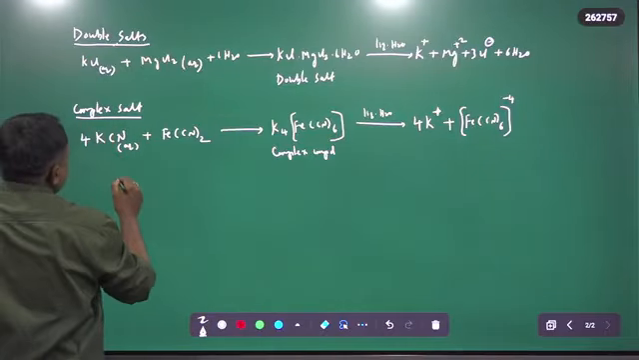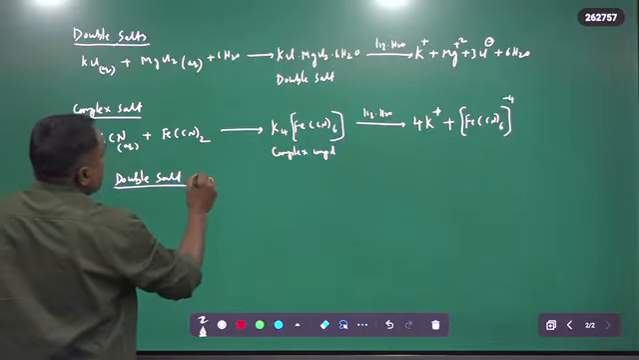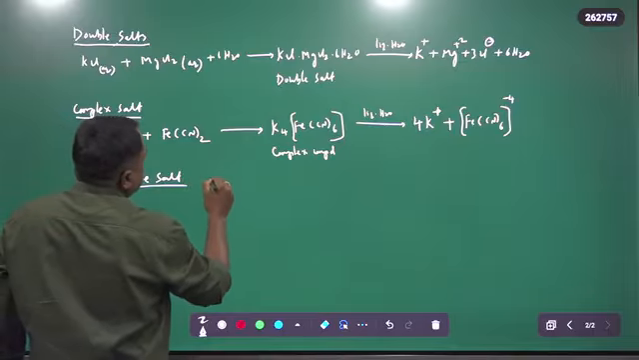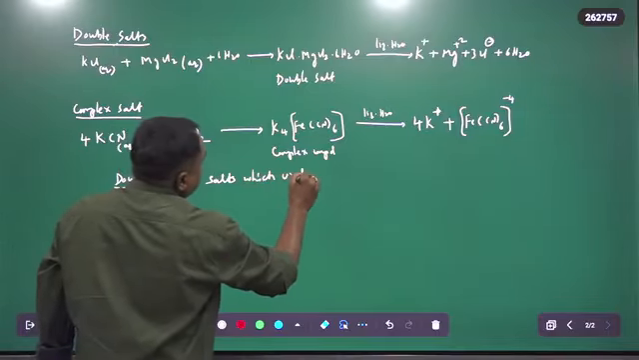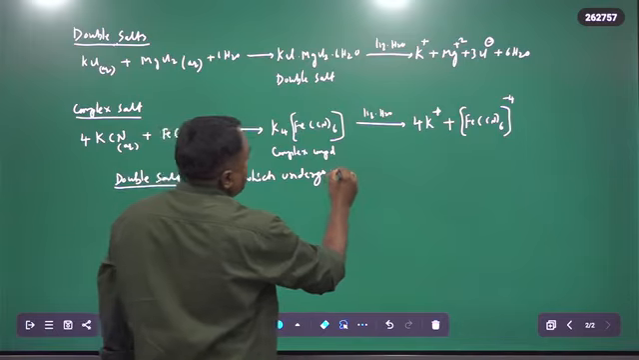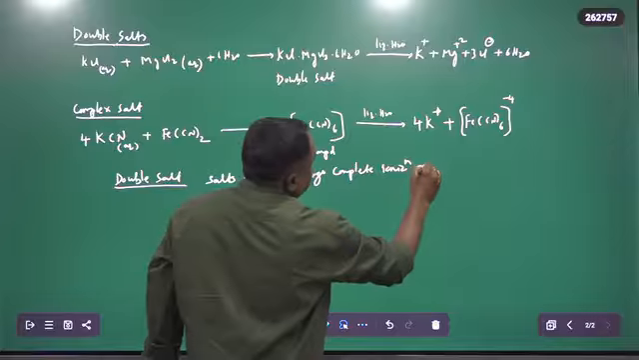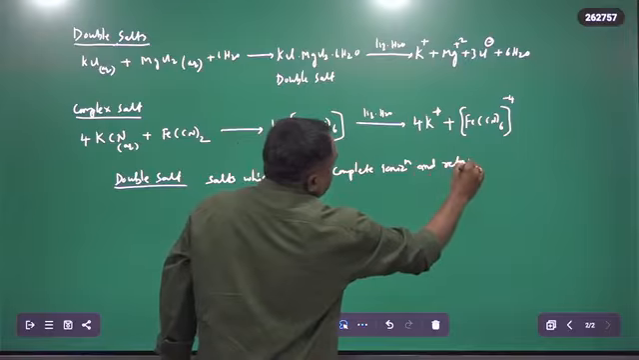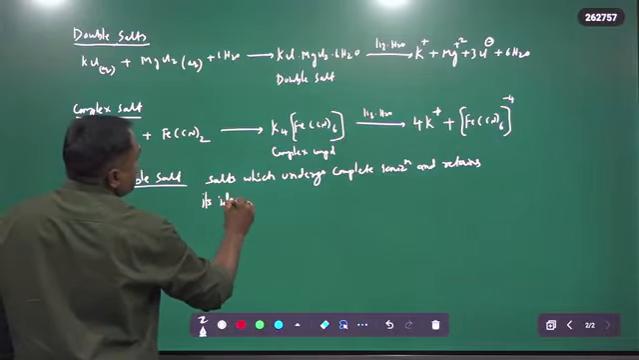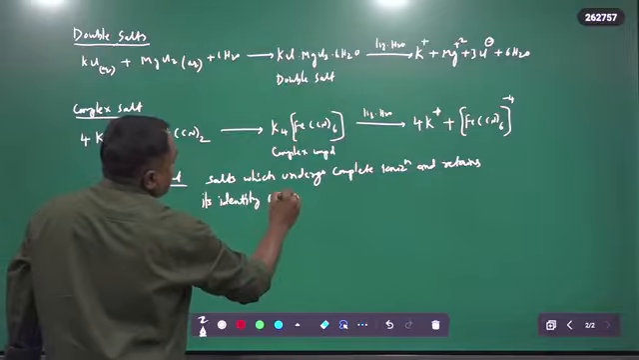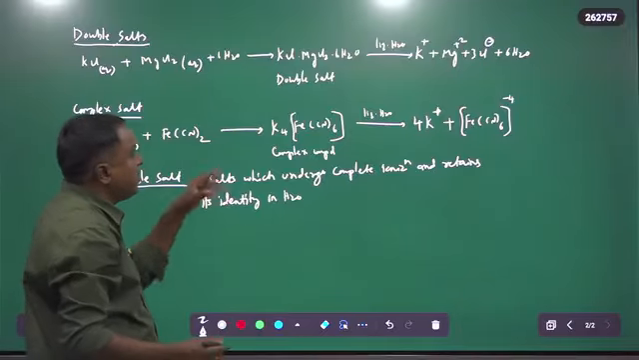So how do we define a double salt? Double salts are salts which undergo complete ionization and retain their identity in water. This is called a double salt. How it retains its identity, I will explain now.